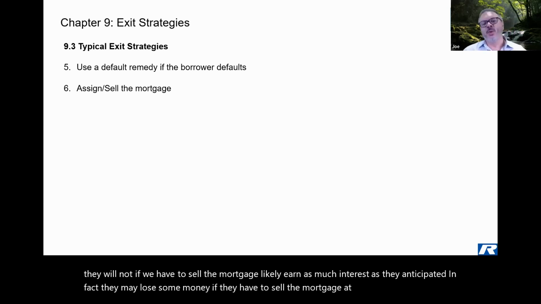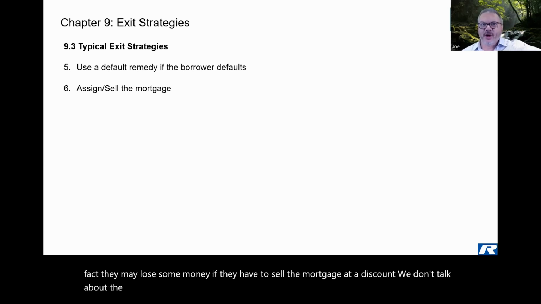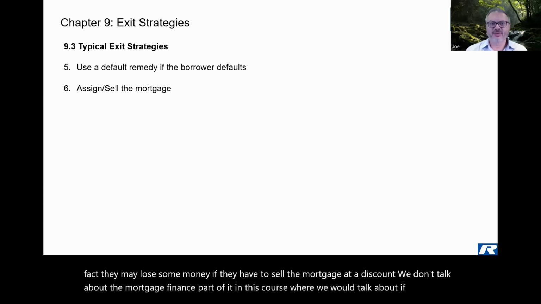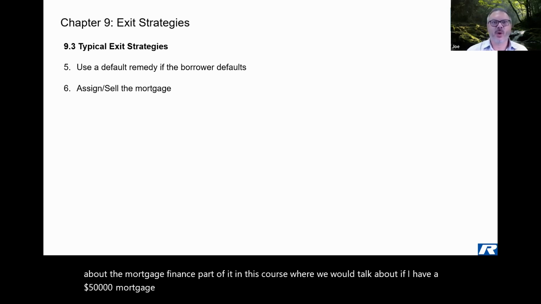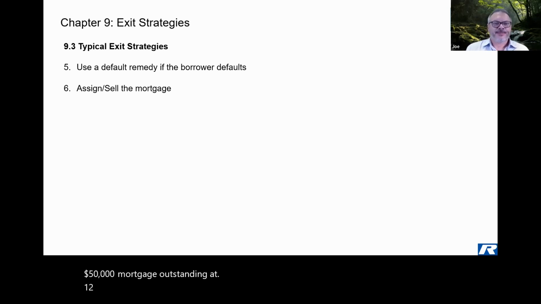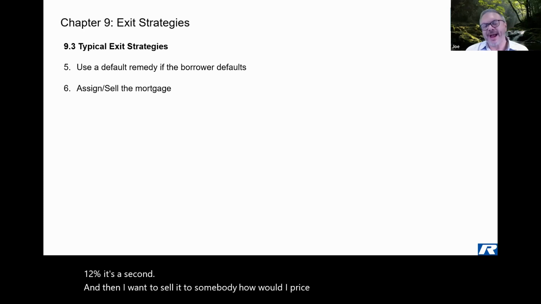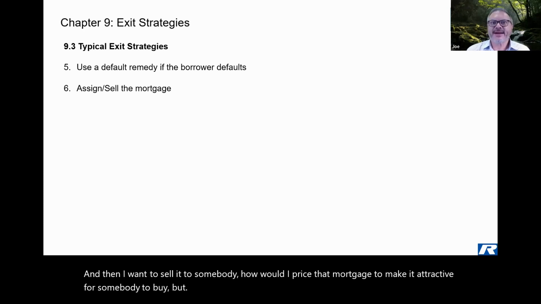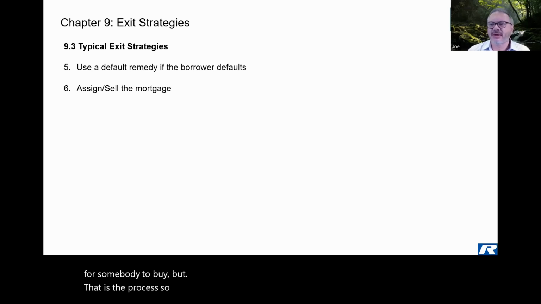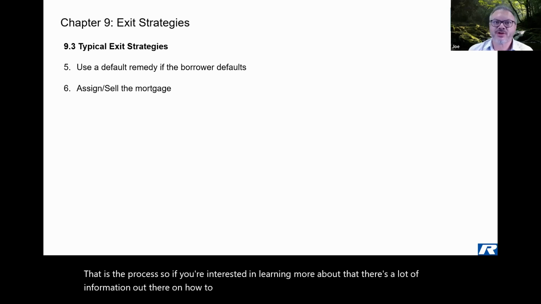We don't talk about the mortgage finance part of it in this course, where we would talk about, if I have a $50,000 mortgage outstanding, it's 12%, it's a second, and then I want to sell it to somebody, how would I price that mortgage to make it attractive for somebody to buy? But that is the process. So if you're interested in learning more about that, there's a lot of information out there on how to discount a mortgage to sell it.